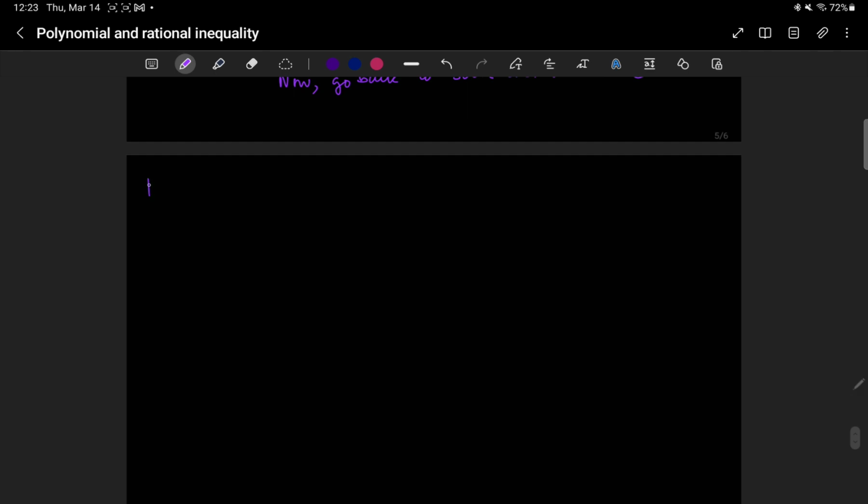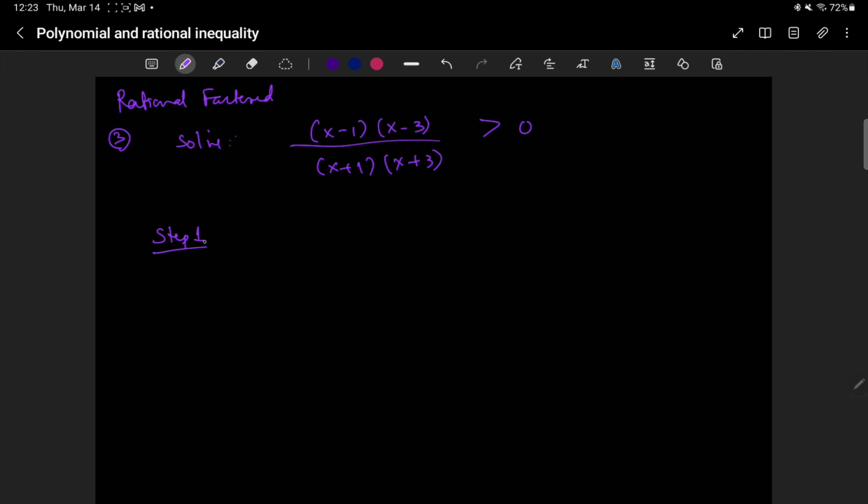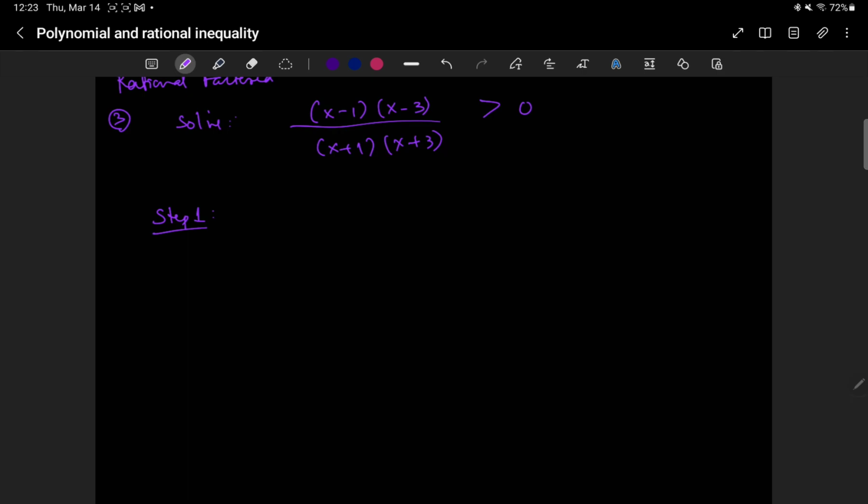All right, the next one we're going to look at is rational factored. What happens for rational is essentially you have two polynomials: one polynomial in the numerator and one polynomial in the denominator. So in some manner, it's not entirely different, the same thing is going to follow. Suppose I want to find out where this is greater than 0. The only difference is going to be in step 1, because there's going to be two kinds of things we find. We're going to find the x-intercepts, and we're going to find the vertical asymptotes, which do not exist in the case of polynomials. X-intercepts are where the numerator equals 0, which gives x equals 1 and 3. And vertical asymptotes are where the denominator equals 0, which is x equals -1 and -3.